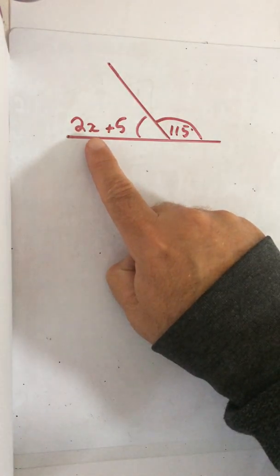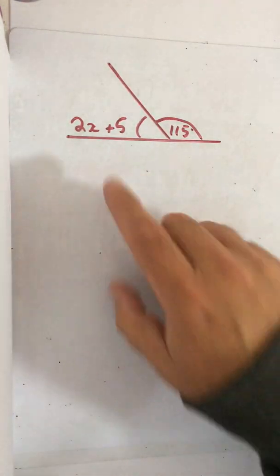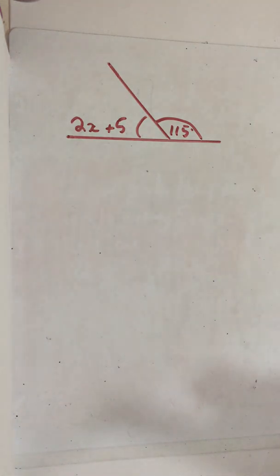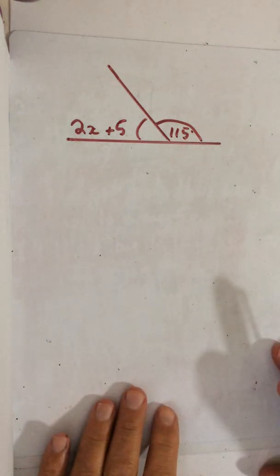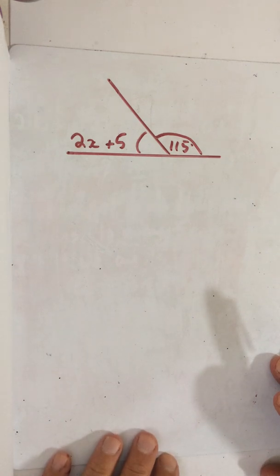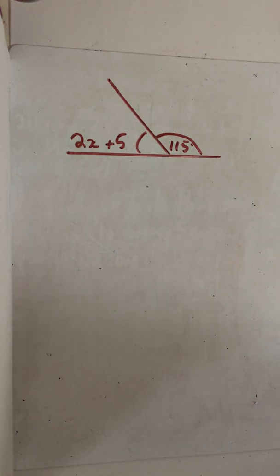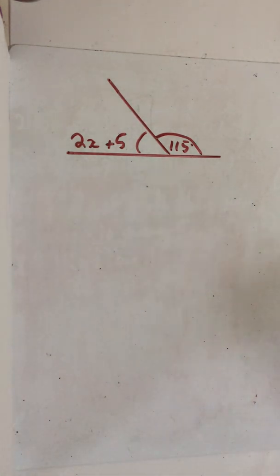So it's 2x plus 5, just in case you can't see, 2x plus 5 equals 115. Write the equation out first, okay, and then calculate the equation, please. Okay, pause the video while you do that. Press play when you've done it.